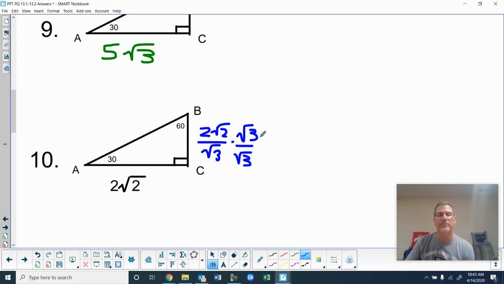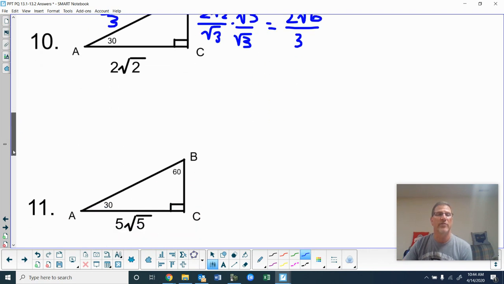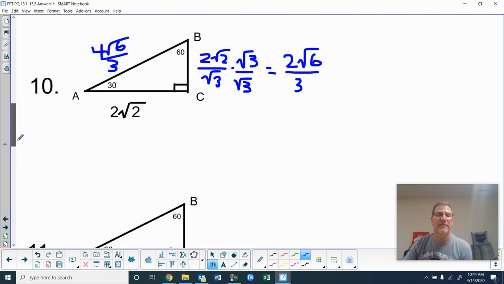All right, so 2 radical 2 times radical 3 is 2 radical 6. And then radical 3 times radical 3 is a 3. Now remember, to go from the short leg to the hypotenuse, you just double this side. So we're just going to double that. And all we double is the 2. So we go 4. 2 times 2 is 4 times the square root of 6 over 3. Again, no decimals, just put it in radical form. Number 11 is just like number 10. Should have made it different.